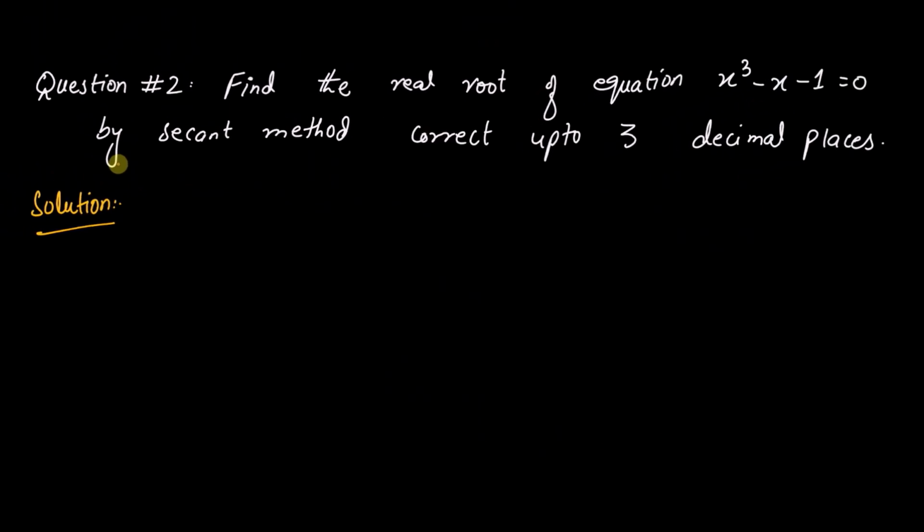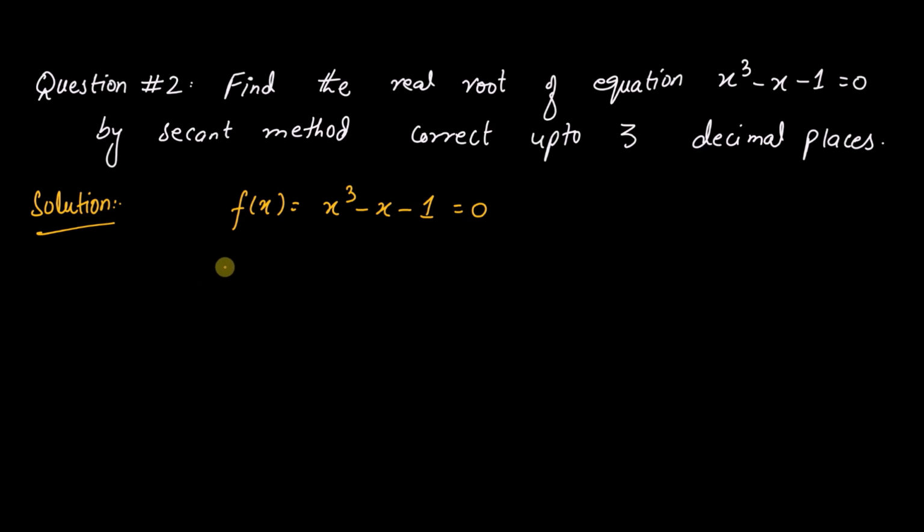Okay, so we have question number 2: find the real root of the equation x cubed minus x minus 1 equals 0. The given equation is a nonlinear equation, to be solved by the secant method, correct up to 3 decimal places. In this question we are given a nonlinear equation and a tolerance, but we are not given the interval. So first of all, we need to find the interval with the help of a hit and trial method.